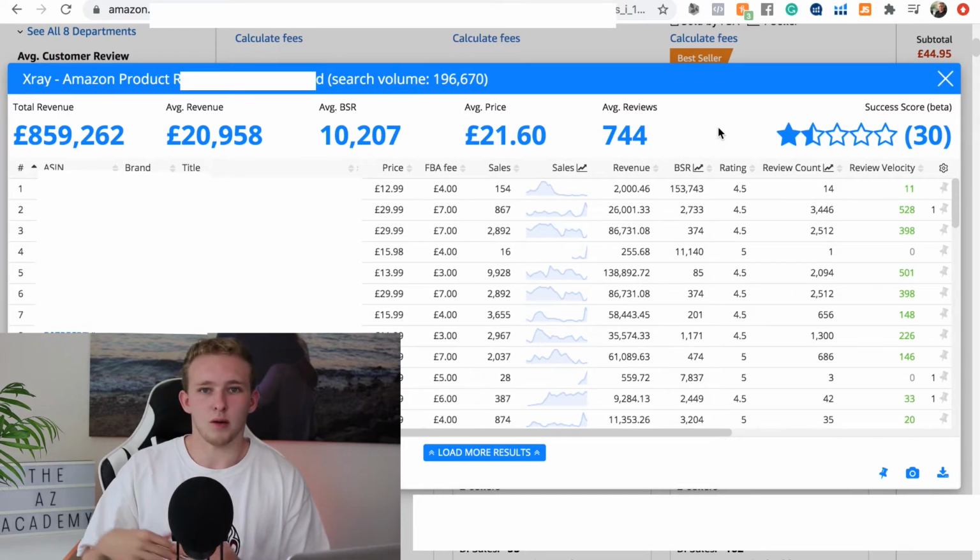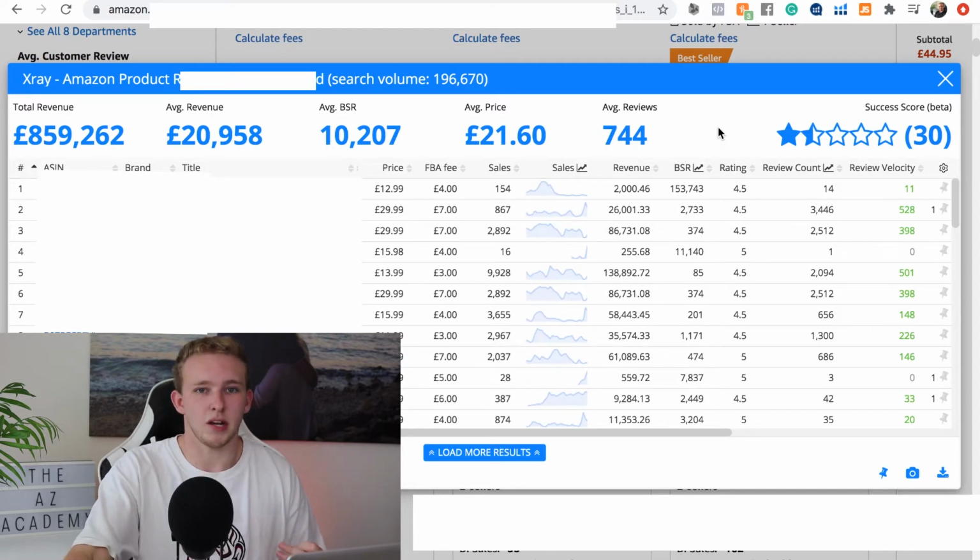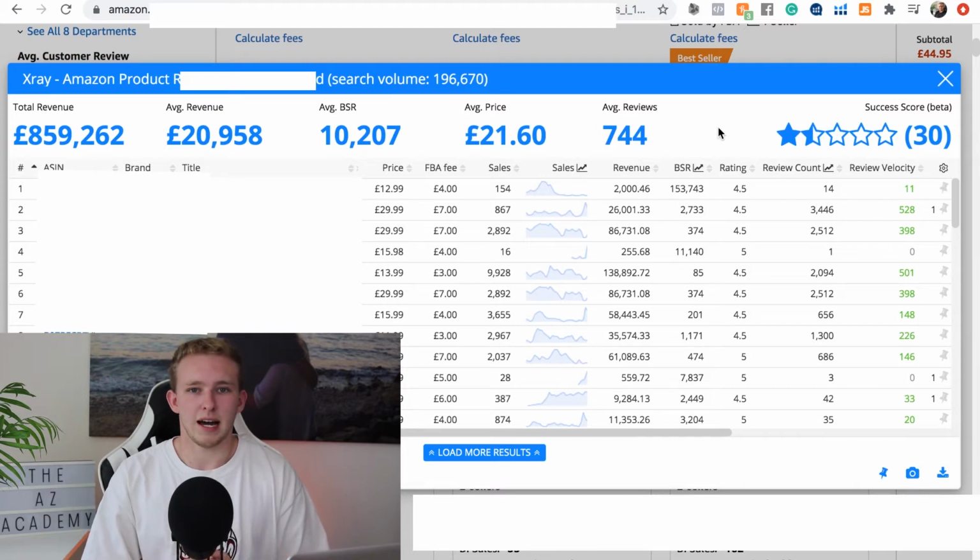The people lower down who have 1 or 2 reviews and hardly any sales are going to bring down the numbers, and the people at the top who have, like in this example here, 2,000, 3,000 reviews, are going to massively bring up the numbers. So I find the averages can sometimes be very skewed because we're looking at a bigger market than just the 15 sellers we're really focusing on.